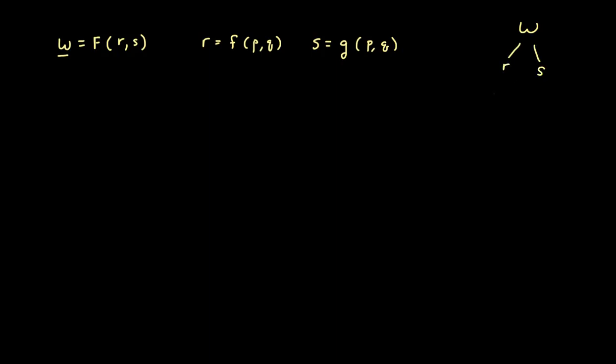In this next problem, let's say that w is some big function of r and s, but then r is some function of p and q, and s is some other function of p and q. Ultimately, what this means to me is that w is a function of both p and q. So let's sort of break this down in the tree diagram. So we have the function w. Now, the function w breaks into r and s, and then the function r breaks down to p and q, and the function s breaks down to p and q also.